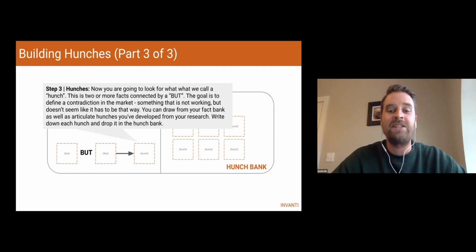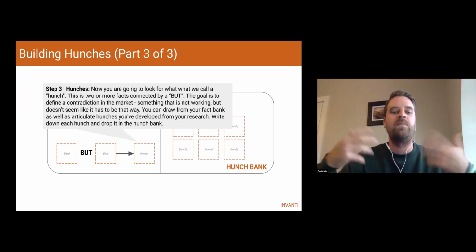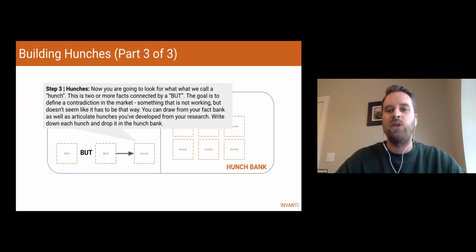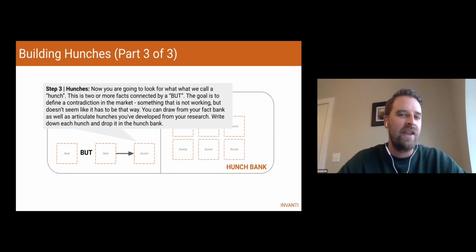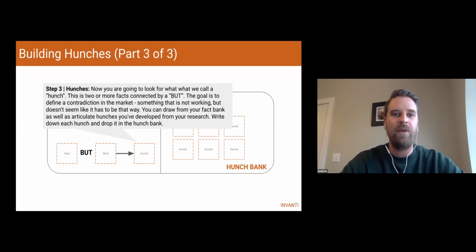Your goal here though is to create as many hunches as you can. Don't just stop at the first one. Treat it as a brainstorm. Go back to your fact bank and keep building as many hunches as you can, and then go back and review them and ask: which ones am I interested in? Which ones would I like to pursue? Which ones might be worth spending more time on now that I see there might be something broken here?